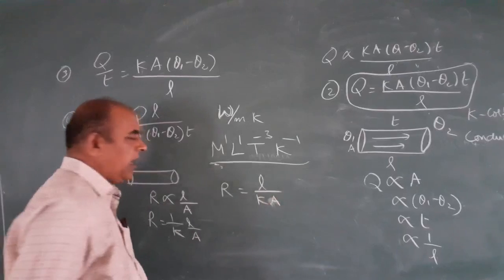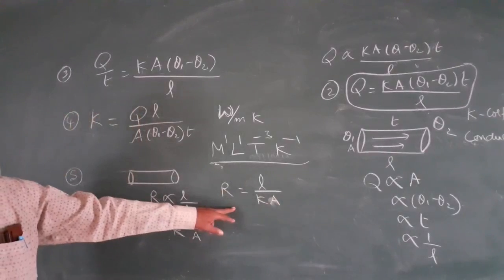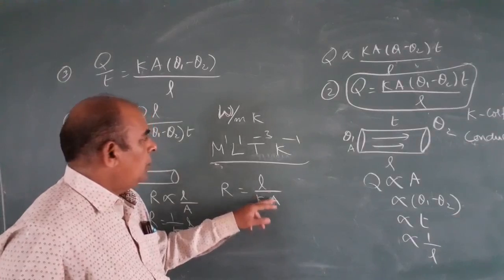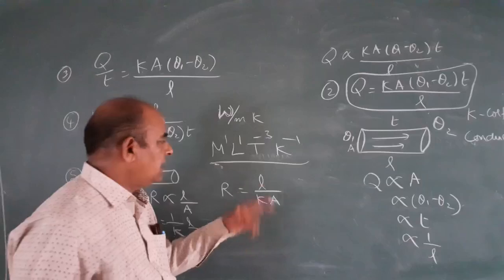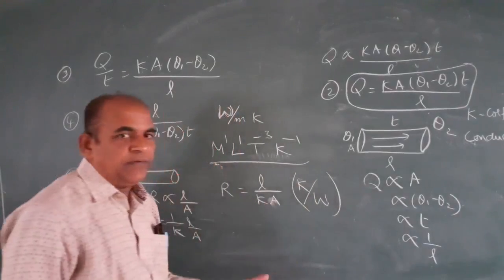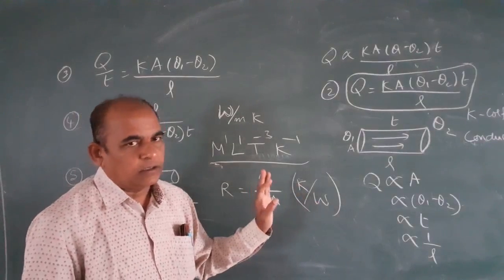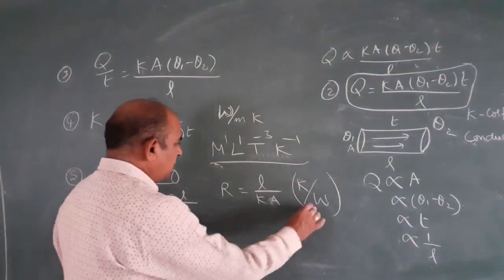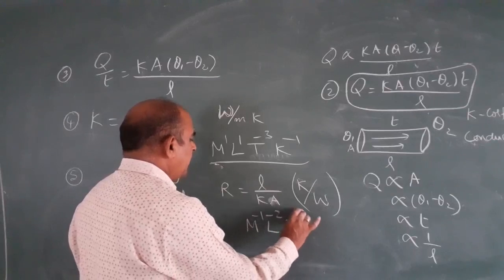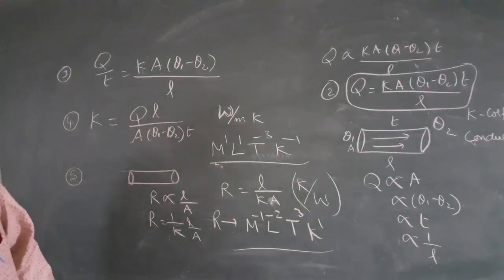What about the thermal resistance units? K means watt per meter Kelvin, and here 1 meter is there, so meter cancels. We get Kelvin per watt. Thermal resistance units are Kelvin per watt. So the dimensional formula of thermal resistance is M power minus 1 L power minus 2 T power 3 K power 1. This is the thermal resistance dimensional formula.